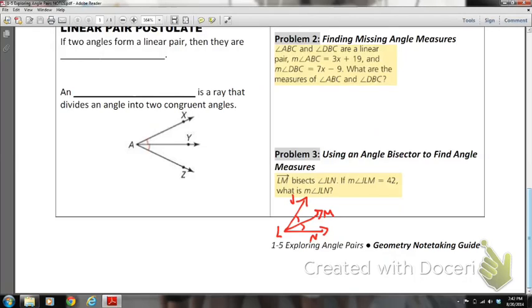So if the measure of angle JLM is 42, then what is the measure of the larger angle, angle JLN? Well, the measure of angle JLN is going to be 2 times the measure of either of the angles that make it up, because it's bisected. They're congruent. They have equal measures. So 2 times the measure of angle JLM is going to be 2 times 42, which is 84 degrees.